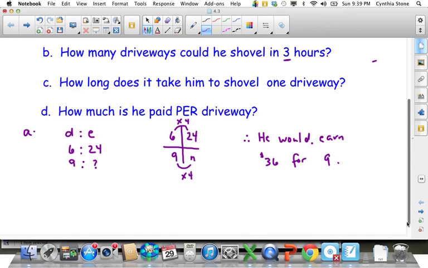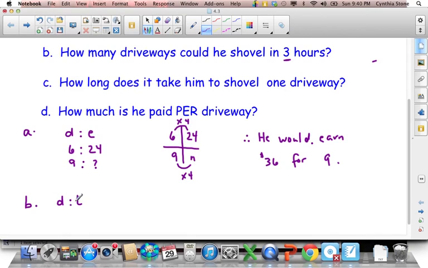Well, looking at the ratios that we have here, we know if we're going to make a ratio of driveways to time, and it looks to me, because he's talking in hours, instead of thinking about 60 minutes, I'm going to work with 1 hour. They're the same thing. So instead of writing 6 driveways in 60 minutes, I'm going to say 6 driveways in 1 hour. And that must be equal to, I don't know, how many driveways in 3 hours.